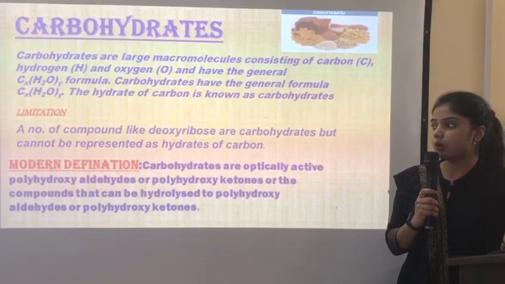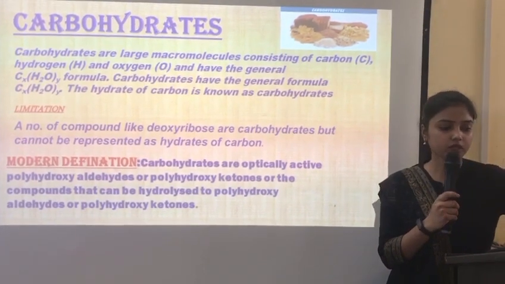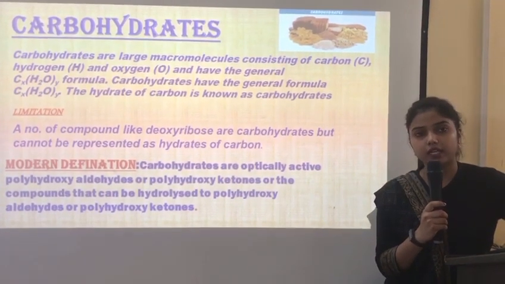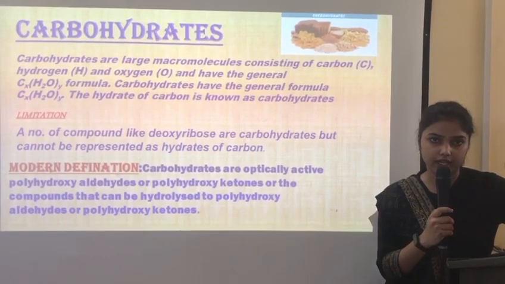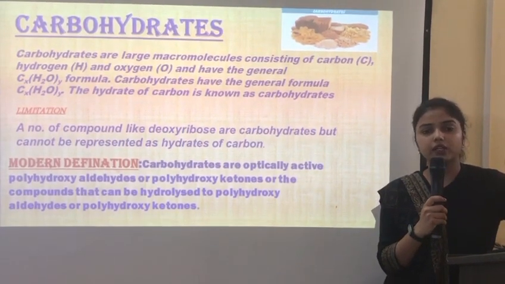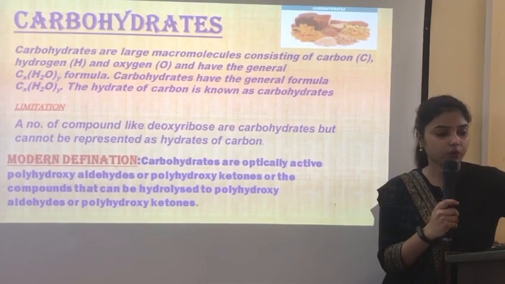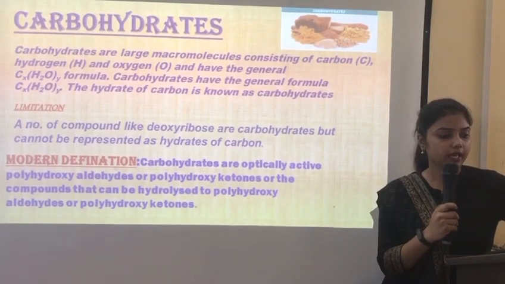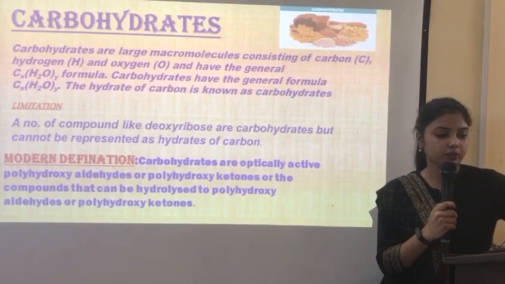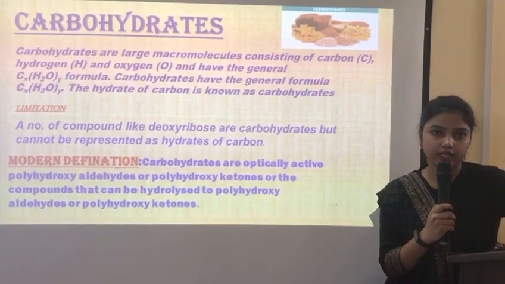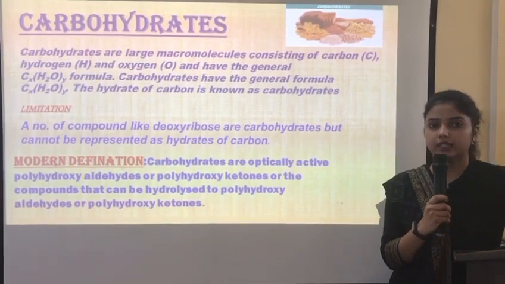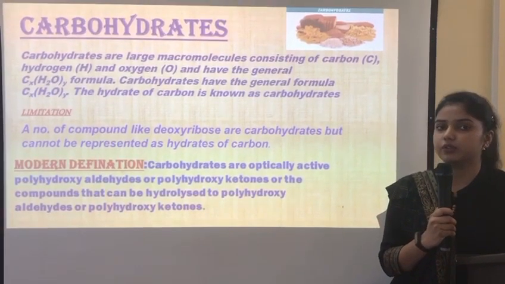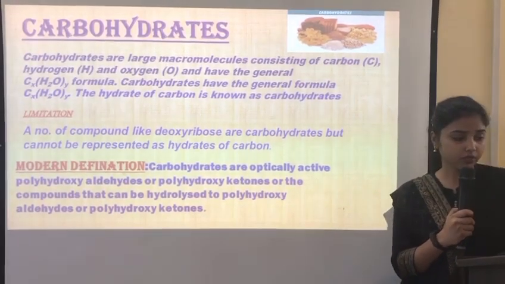So, the modern definition is: carbohydrates are the optically active polyhydroxyaldehydes or polyhydroxyketones, or the compounds that can be hydrolyzed into polyhydroxyaldehydes or polyhydroxyketones. This is the modern definition of carbohydrate.